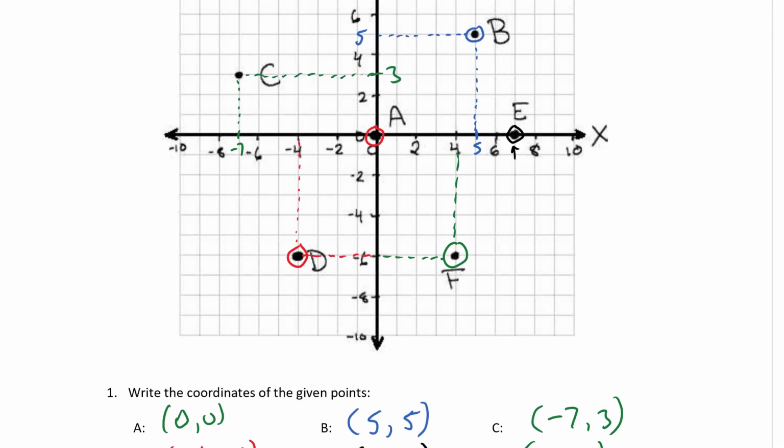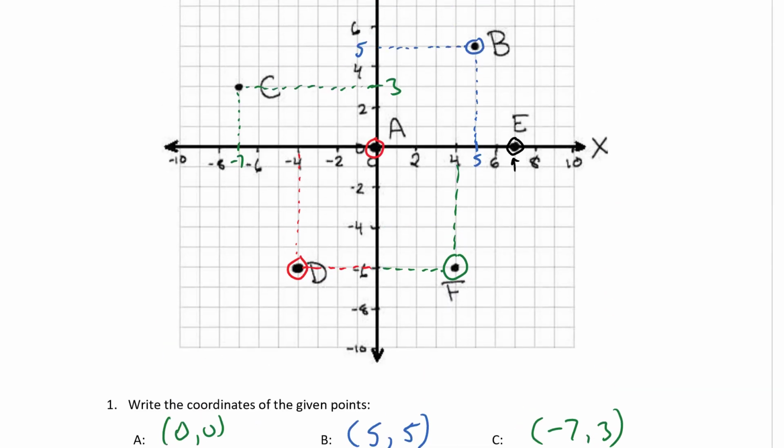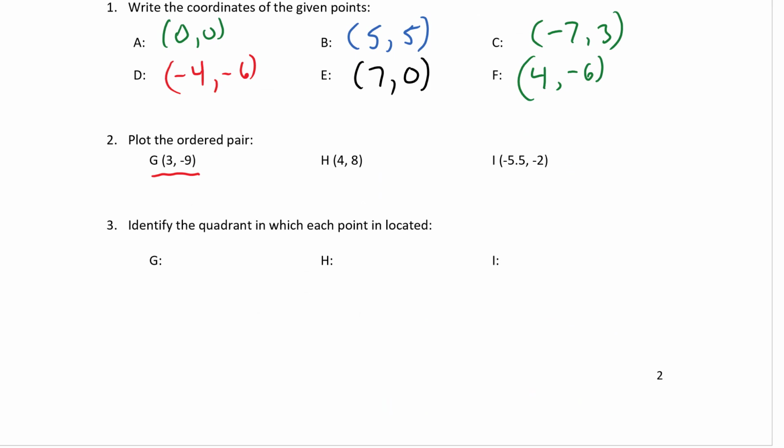So we've determined what those coordinates are on the graph. Let's put some new coordinates on there, some new ordered pairs. So we're going to plot G, which is going to be 3, -9. So in terms of our x-axis, we start at the origin, we move 3 over, and then we go -9 down. And that is right here. This is point G.